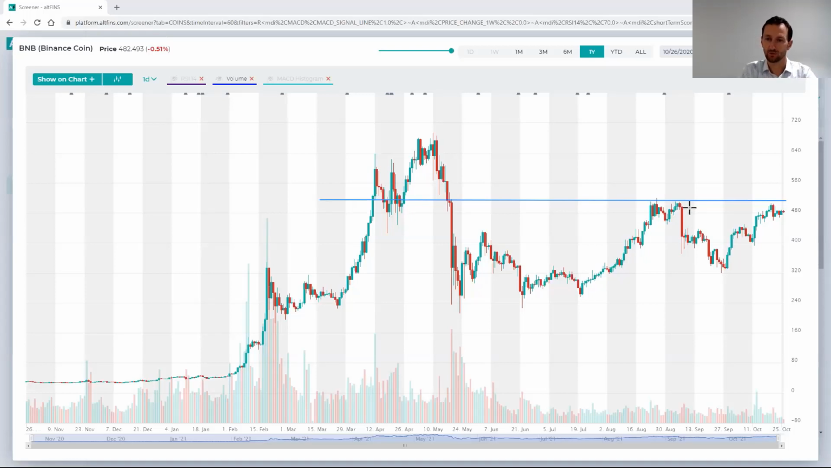You know, like the example here, clearly when the price got up here after this tremendous run in August, it tried, and this is, by the way, about $500.